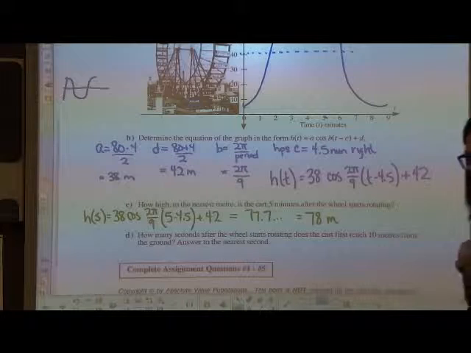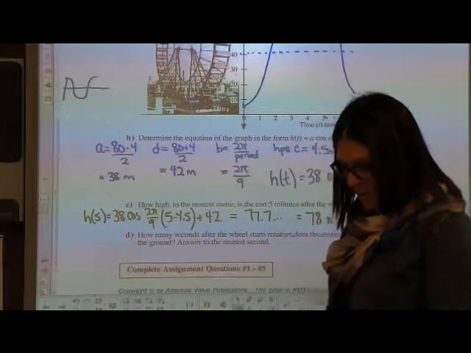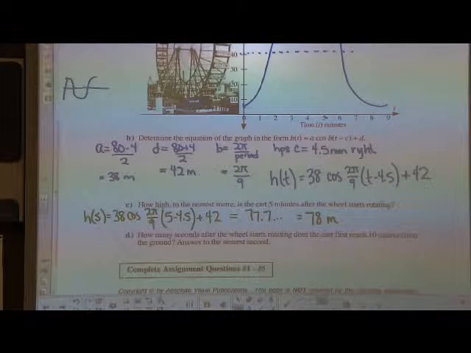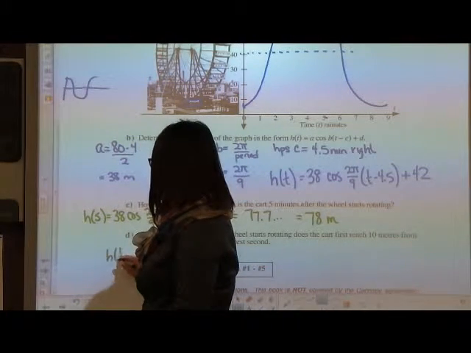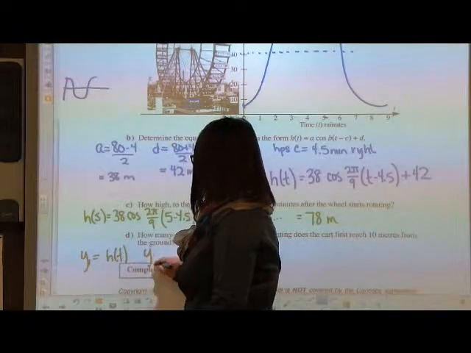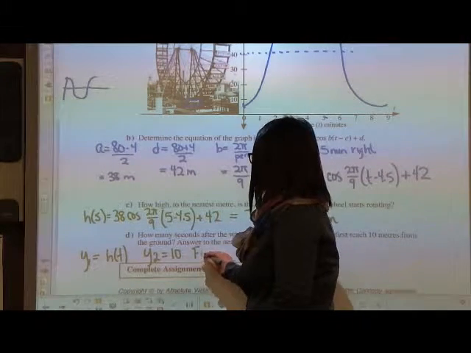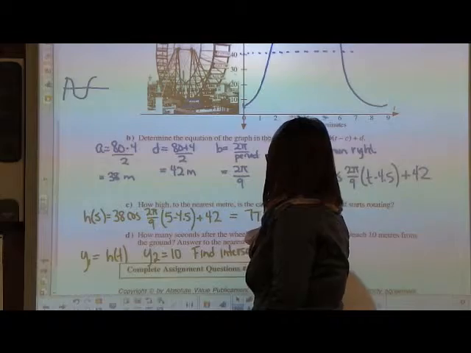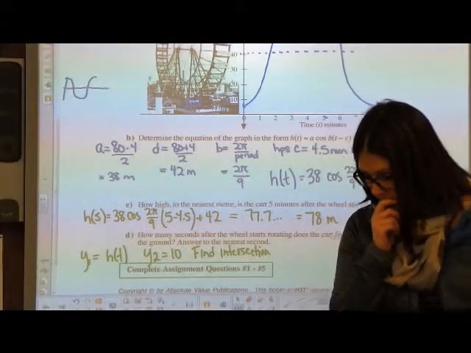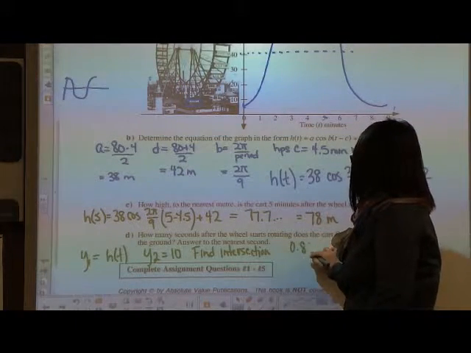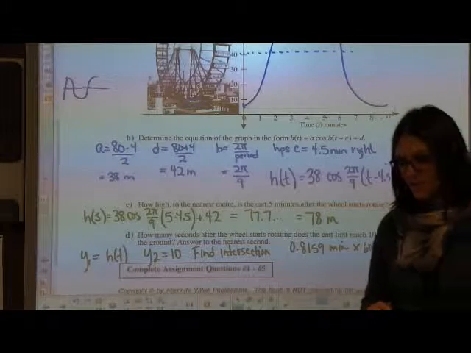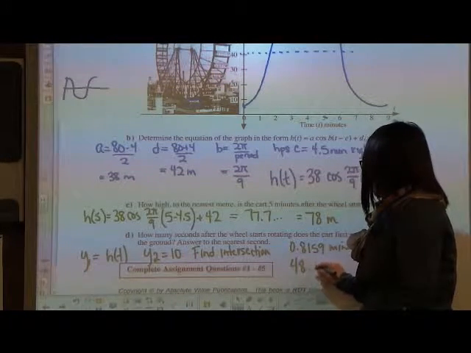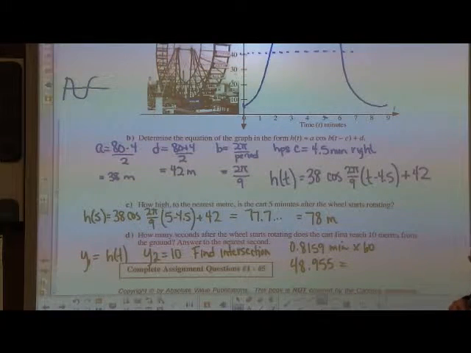Okay? And then D says, how many seconds after the wheel starts rotating does the cart first reach 10 meters from the ground? How would you do that one? Graphing it is probably the way to go. So I would let the h of t equation be equal to y1, and then I would let y2 be equal to 10 and find the intersection. What did you get for an intersection point, Evan? 0.8159 minutes. So how do I convert that to seconds? Times 60. And when I multiply that by 60, what do I get? 48.955, which would be how many seconds?